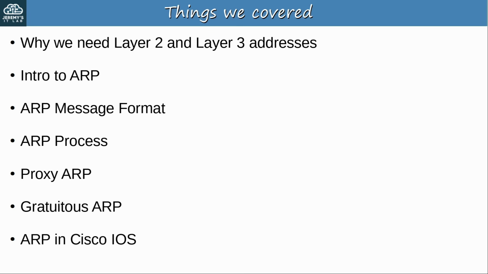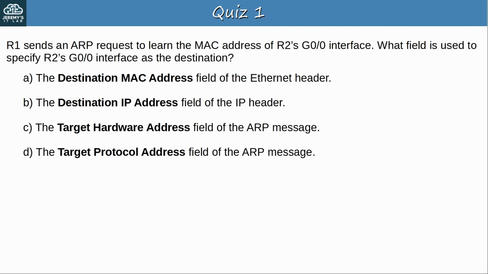Here's quiz question 1. R1 sends an ARP request to learn the MAC address of R2's G0/0 interface. What field is used to specify R2's G0/0 interface? Pause the video now to think about the answer.